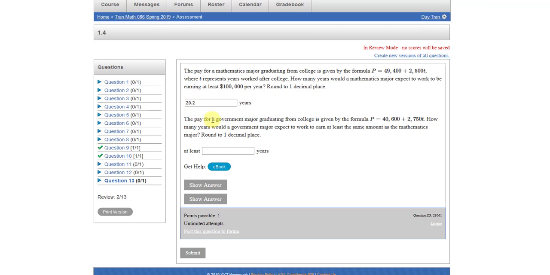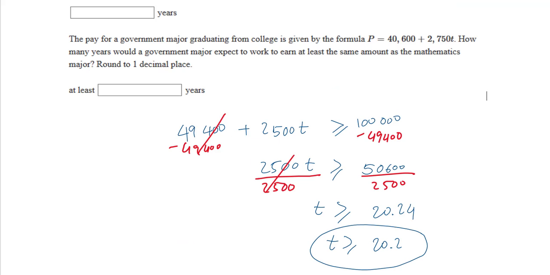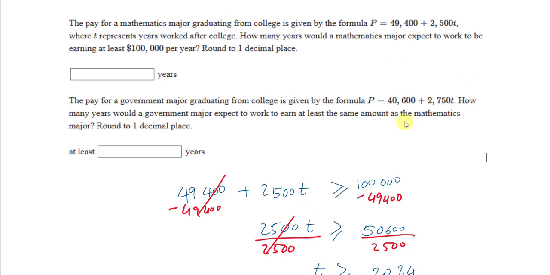And the pay for a government major graduating from college is given by this formula. So another formula, slightly different. How many years would a government major expect to work to earn at least the same amount as the math major? That means how many years would a government major expect to work to earn at least the same amount as the mathematics major? So you want the two pays to be equal, right?